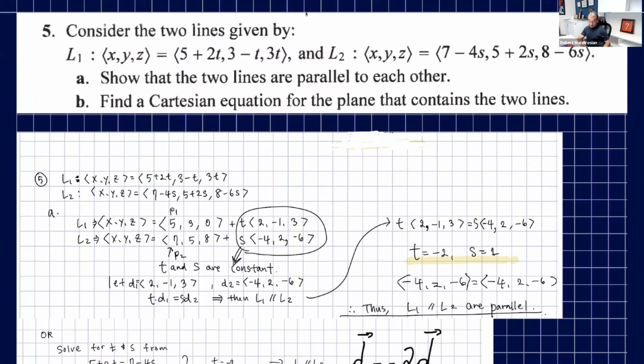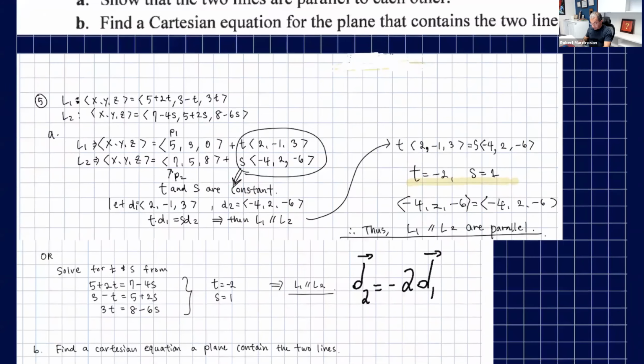We have x is 5 plus 2t, y is 3 minus t, and z is 3t. And the second line, the x component is 7 minus 4s, the y component is 5 minus 2s, and the z component is 8 minus 6s. Show that the lines are parallel. So a couple of ways you can do that.